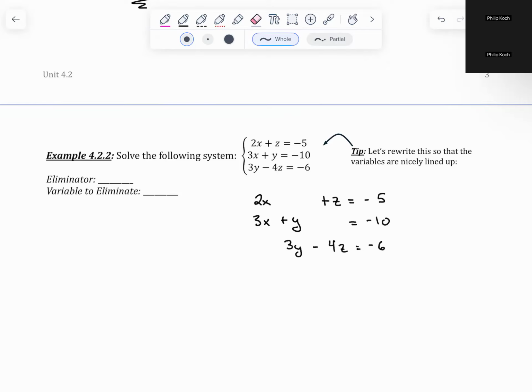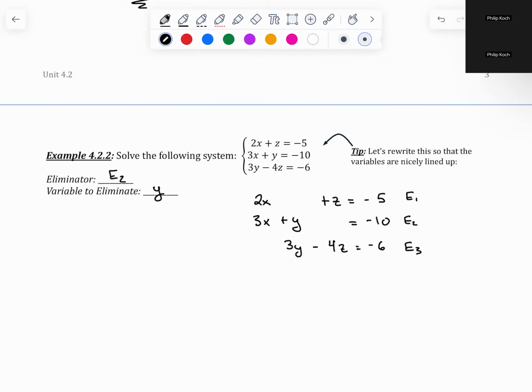Which would you guys prefer? Why? Hilarious. It's cute. I'm with it. I'm with it. So we're going to eliminate Y. And in that case, the best choice for your eliminator is E2, which I forgot to label them. Here's E1, E2, and E3.